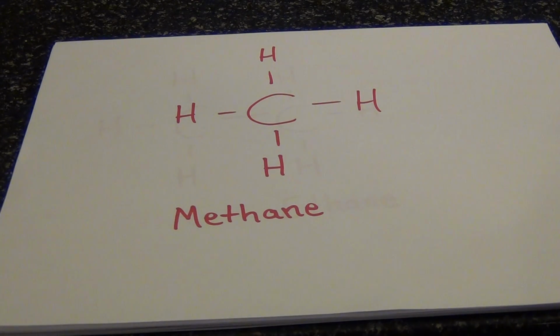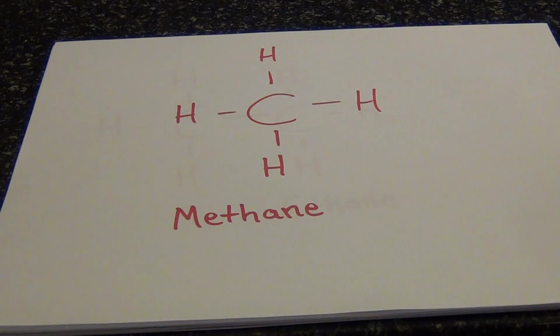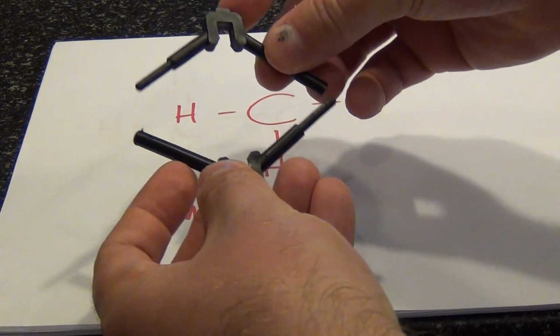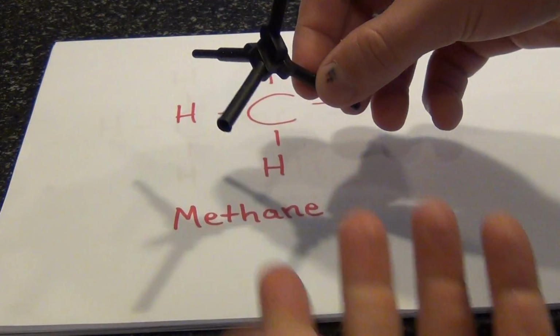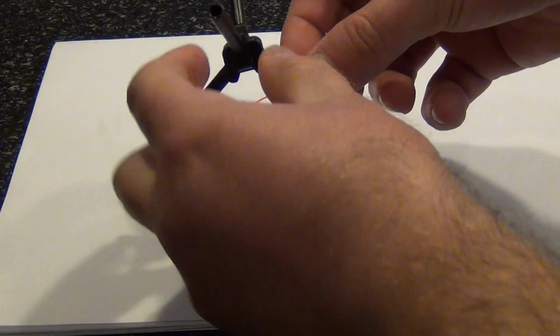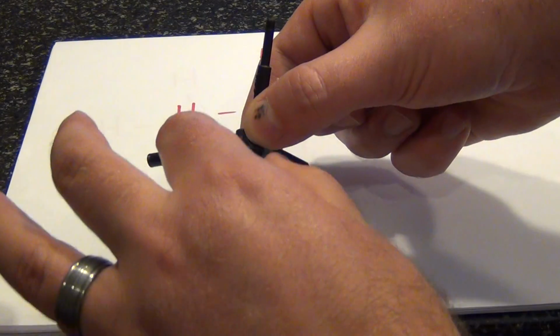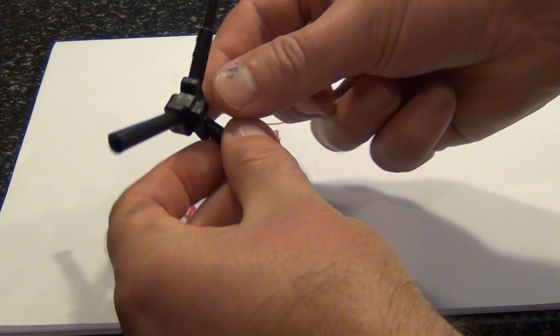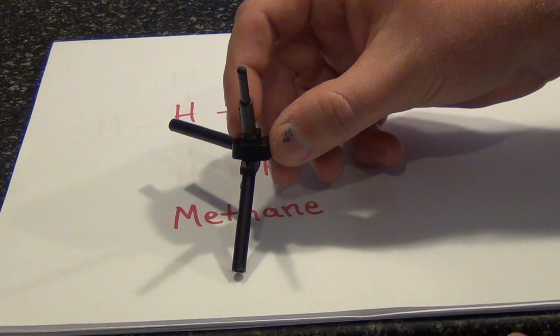Methane is the simplest hydrocarbon and has the chemical formula CH4. It can be drawn like this, with a carbon and 4 hydrogens attached. Now if you take two pieces from your model kit and connect them together, we can have a three-dimensional representation of methane. This piece that I'm holding in the center is our carbon. Each of these 4 bonds coming off are going to our hydrogens.